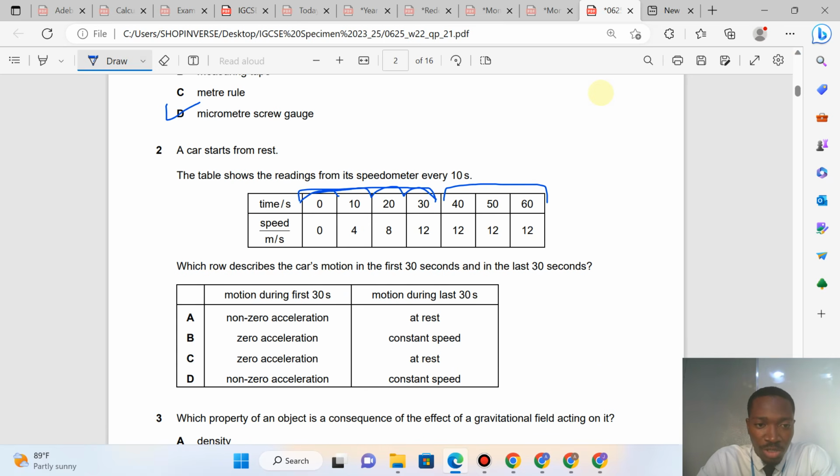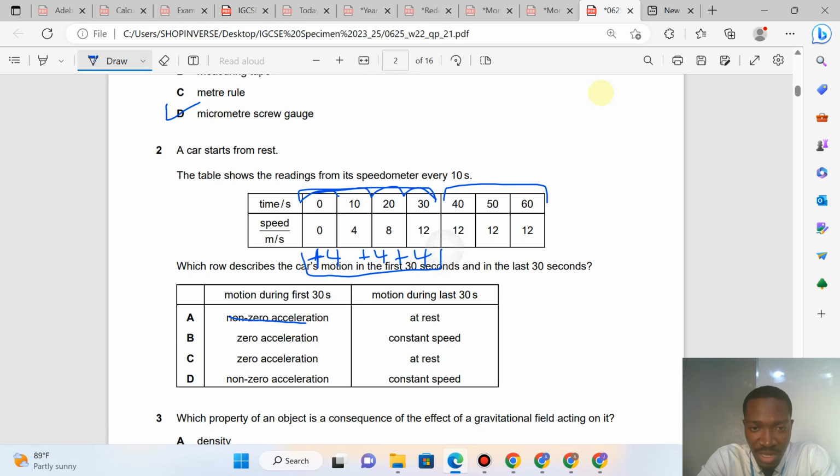So, motion during the first 30 seconds, number A, we have non-zero acceleration. Here you see that the speed increased from 0 to 4 meters per second. So there's a +4 here. In the second case, the speed increased from 4 to 8 meters per second. That's plus another 4. In the third case, the speed increased from 8 meters per second to 12 meters per second. That's plus another 4. So you see that you keep adding 4, 4, 4 for the first 30 seconds. That means there is non-zero acceleration. That shows that the body is accelerating because the speed is not constant.